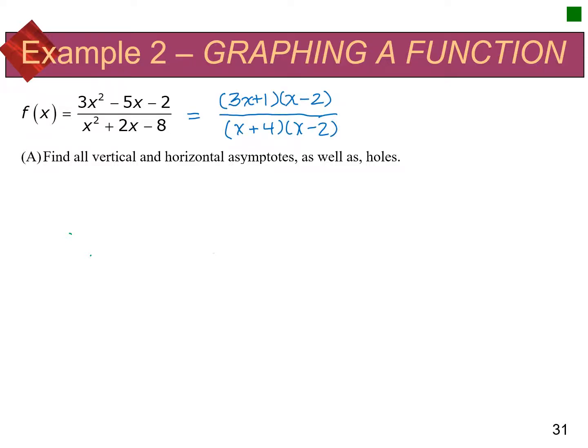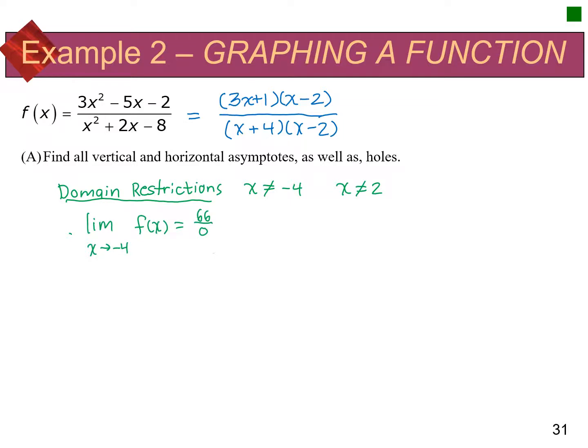I first noticed that the top and bottom do factor. The top factors into 3x plus 1 times x minus 2. The bottom factors into x plus 4 times x minus 2. I already see some things that we made use of in past lessons to help me figure out where some of these limits are going to equal each other. So my domain restrictions are x equals -4 and x equals 2, because those are the values of x that make the denominator equal to 0.